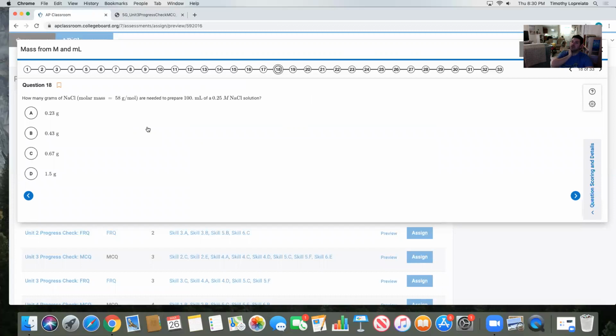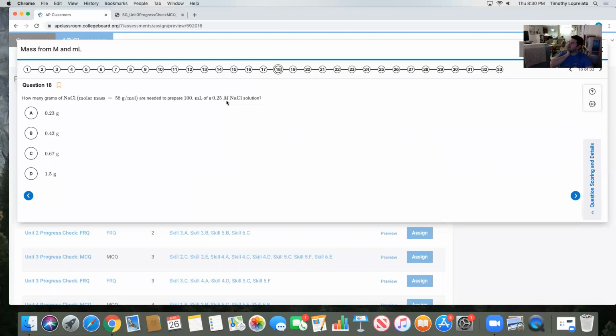How many grams of NaCl, molar mass 58 grams per mole, are needed to prepare 100 mLs of a 0.25 molar NaCl solution? All right, 100 mLs means 0.1 liters. If we multiply 0.1 liters by 0.25 molarity, moles per liter, that means 0.025 moles of NaCl. So that's our moles. We can do moles times molar mass, so 0.025 times 58. I would throw that into a calculator. So it's a quarter of 58, and 58 is pretty much 60. So it's going to be around 15.